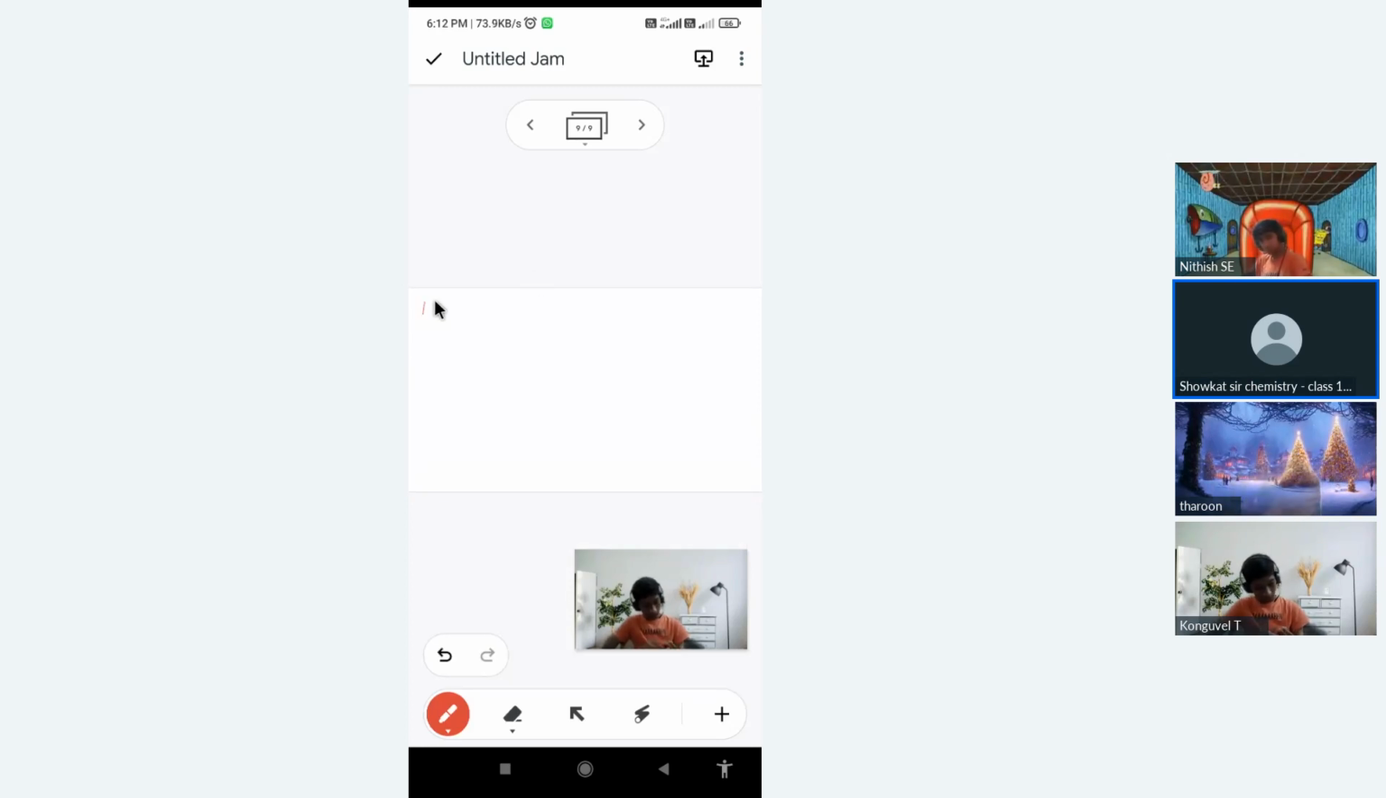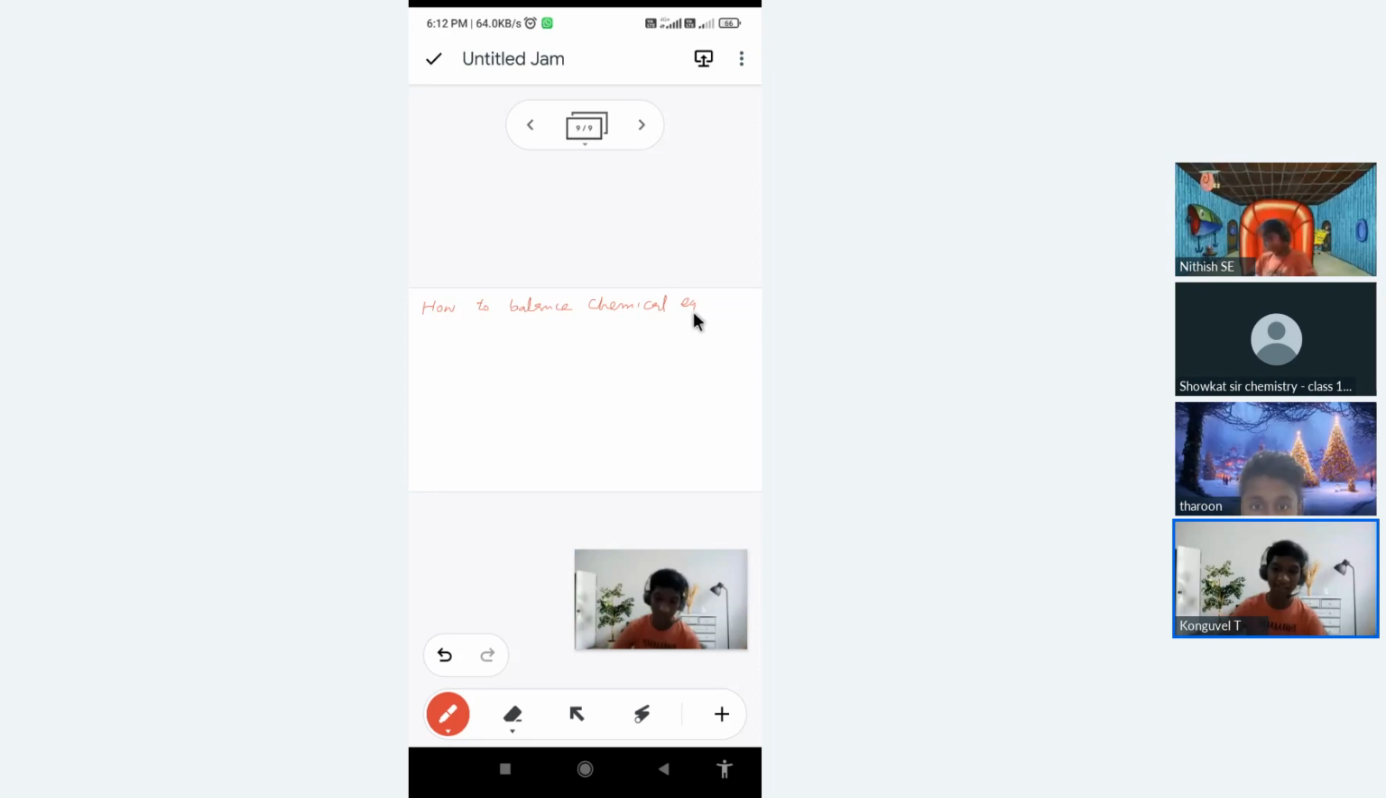So I'll write it here: how to balance chemical equations. Can you tell me how to balance chemical equations? Yes, sir. You have to count the number of each element on both sides, and then multiply the elements on both sides so that they equalize.